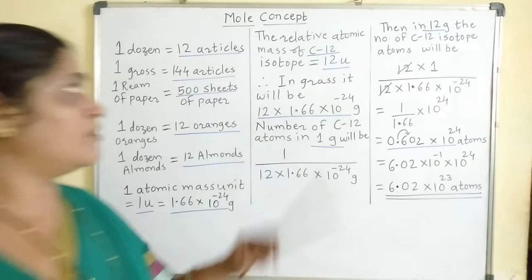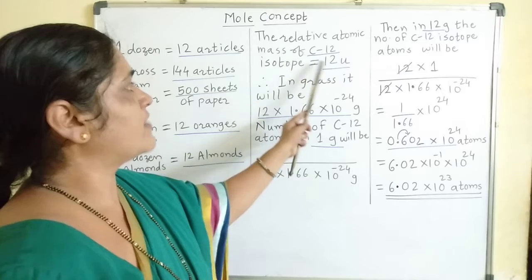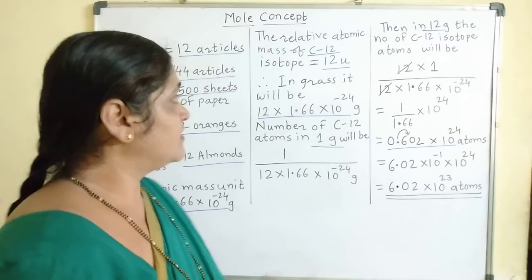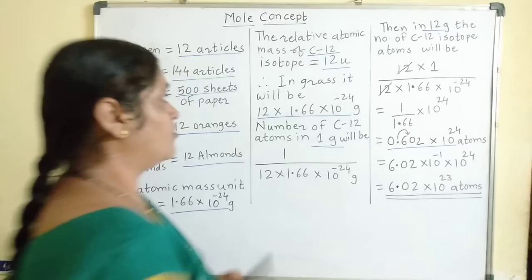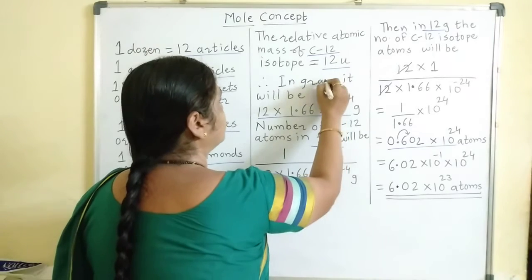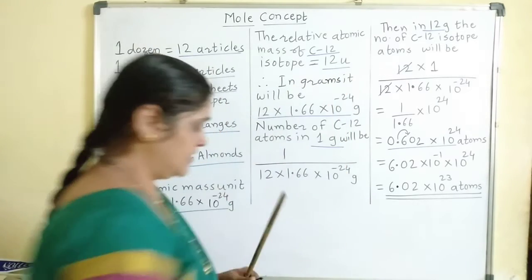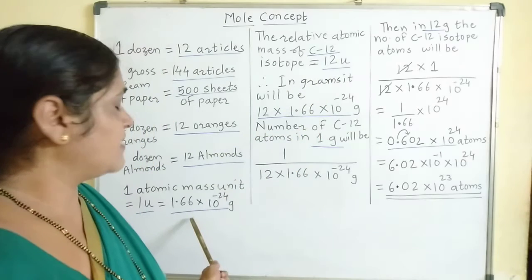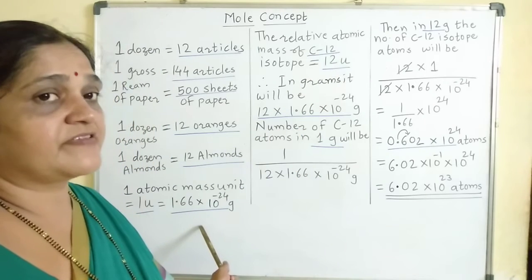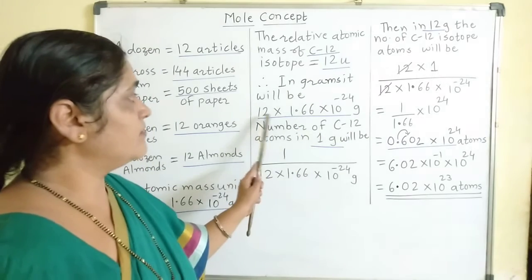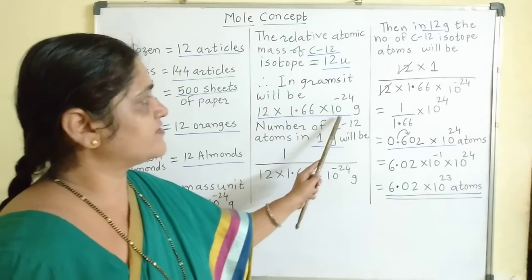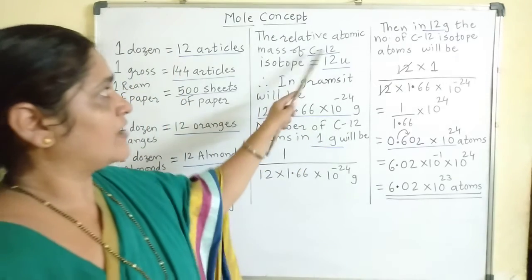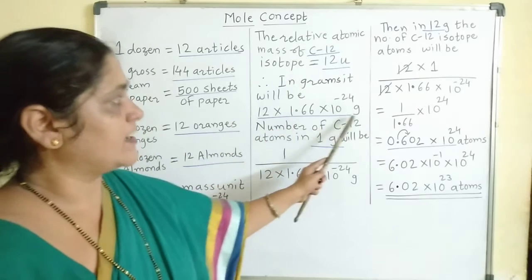Now you all know the relative atomic mass of carbon 12 isotope is 12 u, right? Therefore, if we want to see its mass in grams, then we multiply this 12 with this 1 atomic mass unit, which is expressed in gram. So 12 multiplied by 1.66 into 10 raised to minus 24 gram. This way you get the atomic mass of carbon 12 isotope in gram.